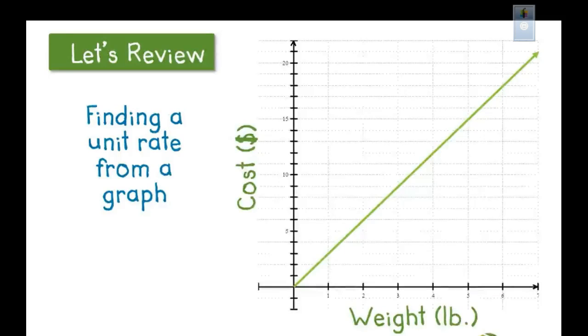You've already learned how to find a unit rate from a graph in some cases. For example, for this graph of a proportional relationship, you could find 1 on the x-axis and see directly that 1 pound costs $3. So the unit rate here is $3 per pound.